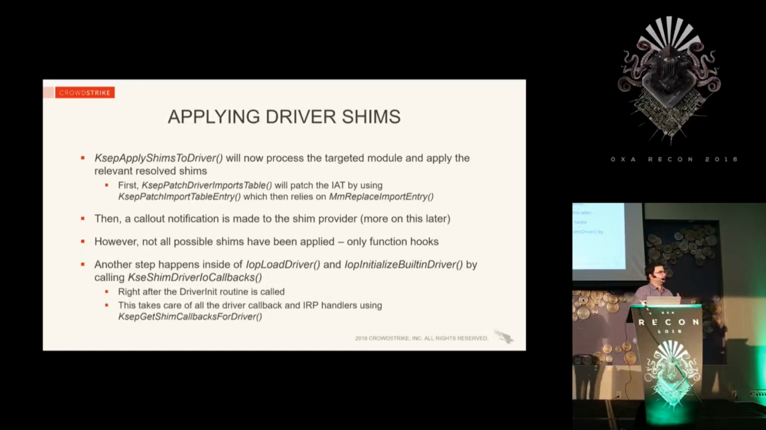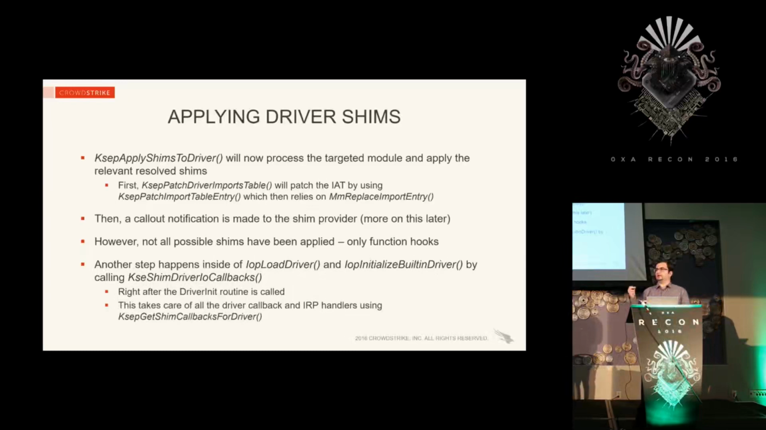At that point, your shim provider gets a call-out notification, which we're going to talk about later, which basically tells you, okay, you are now shimming this thing. But the only thing we've shimmed so far are functions, IAT entries. And there's two, or really three types of things shims can take care of. You can shim the exported functions of a driver, but you can also shim the callbacks that a driver receives. And right now we haven't done any callbacks, because all we've done is we've loaded your driver. We haven't yet initialized it.